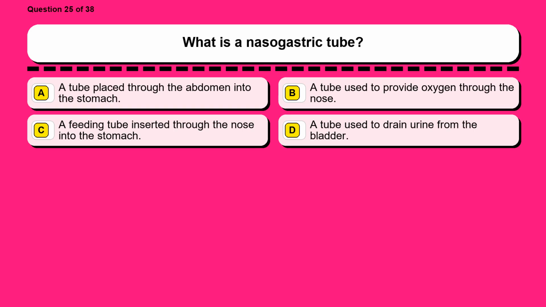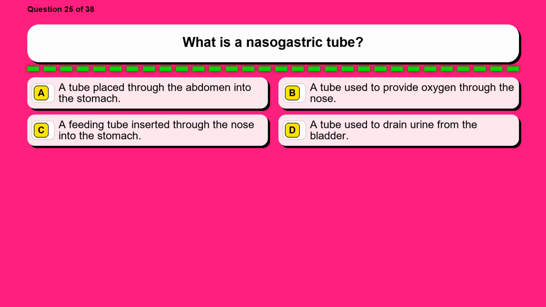Question 25. What is a nasogastric tube? Option A, a tube placed through the abdomen into the stomach. Option B, a tube used to provide oxygen through the nose. Option C, a feeding tube inserted through the nose into the stomach. Option D, a tube used to drain urine from the bladder.